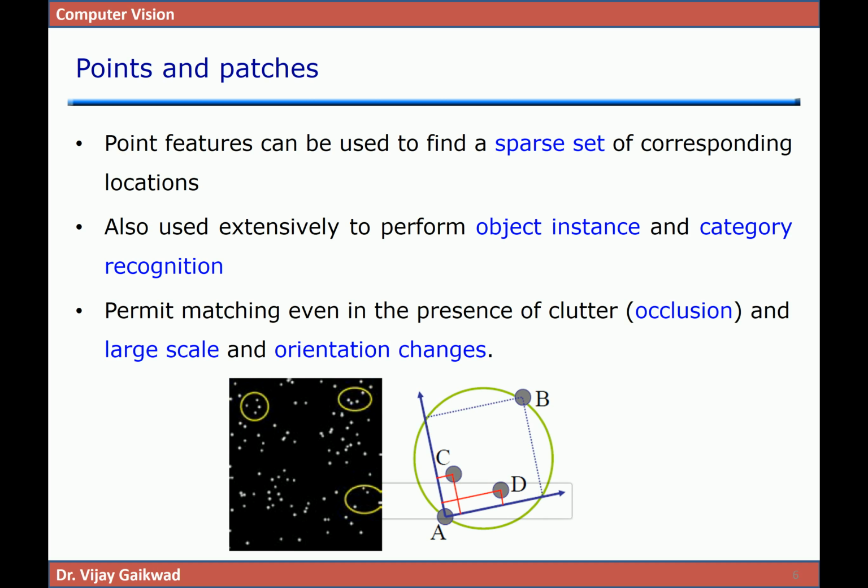It also permits matching even in the presence of clutter, that is occlusion, and large scale and orientation changes. So inherently the points and the patches are nothing but a collection, or a group, of points. So even in the presence of some occlusion, at a large scale or any orientation, inherently the points and patches show robust performance.